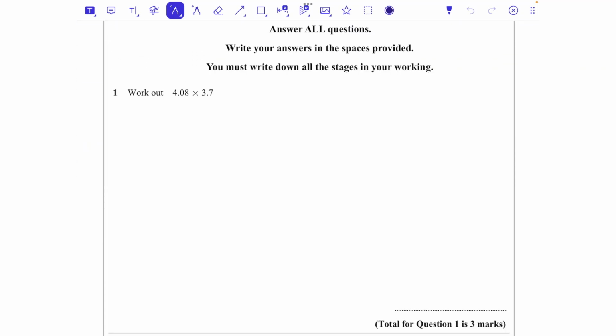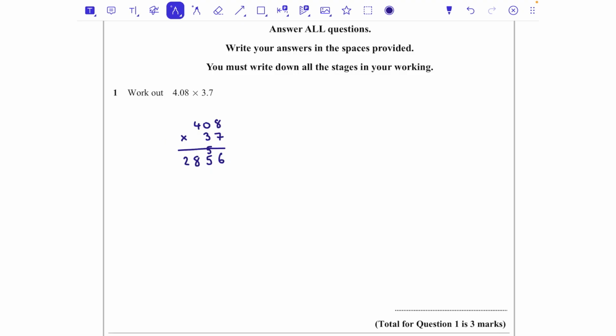So to do 4.08 times 3.7, there are two methods here, and I would like you to be using one or the other ideally. So 408 times 37, and I'm going to do this in the traditional way. So 7 times 8 is 56, 7 times 0 is 0, add the 5 is 5, and 7 times 4 is 28. So that's your top row.